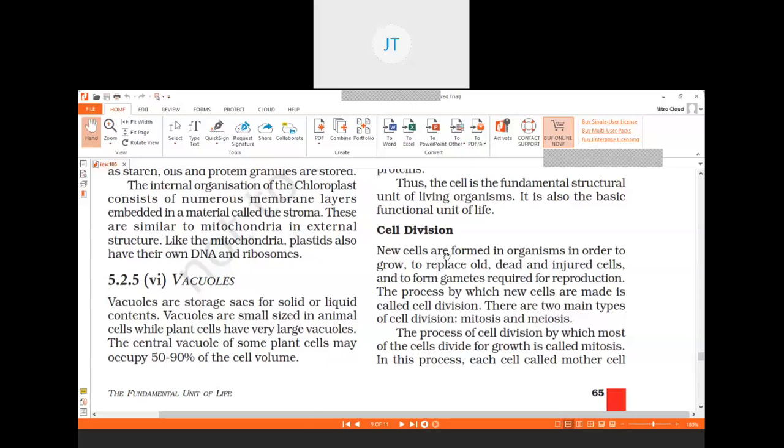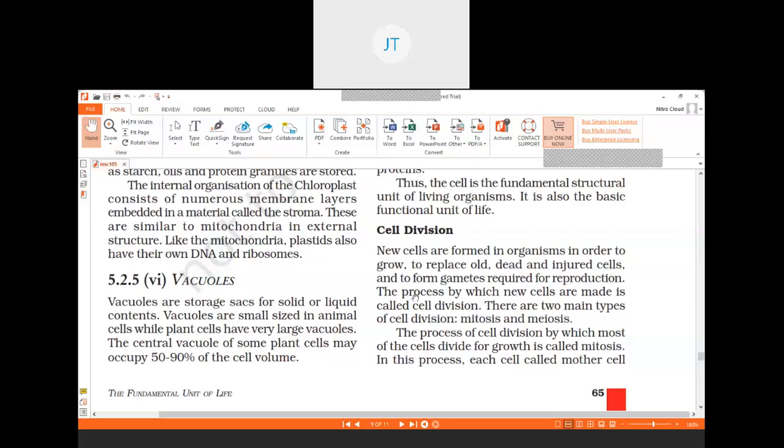Okay, new cells are formed in organisms in order to grow and replace old, dead and injured cells. I already gave you the example. If there is a scratch on my hand, then the dead and injured cells must be removed, and they are replaced by newer cells, and these newer cells come by cell division. Cell division is also required to form gametes.